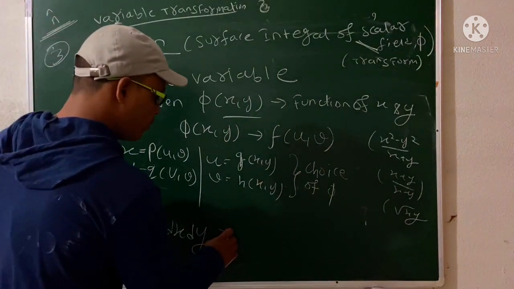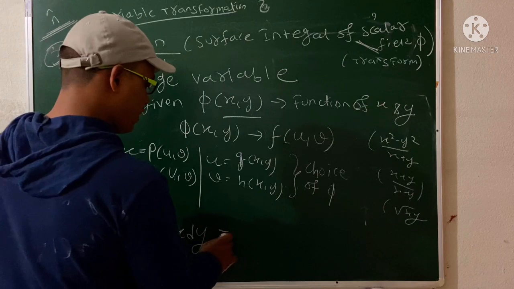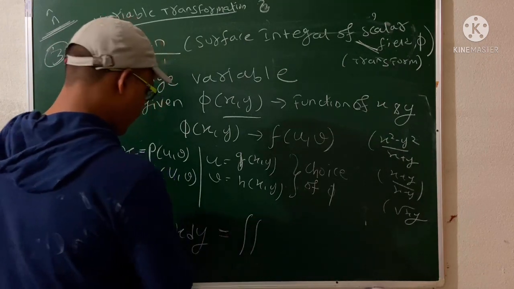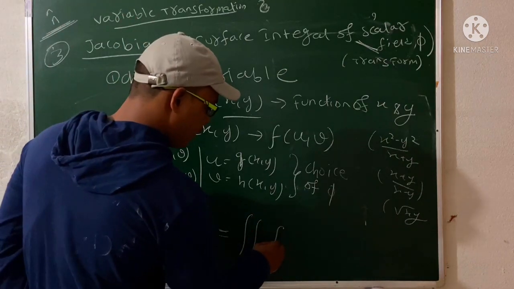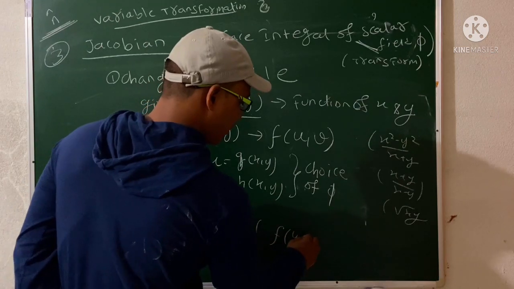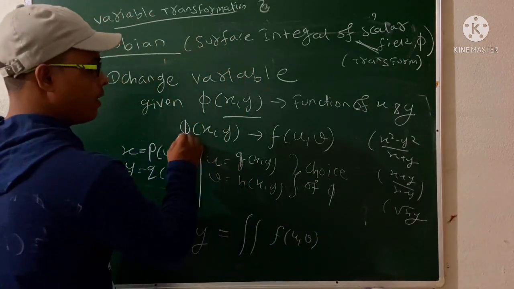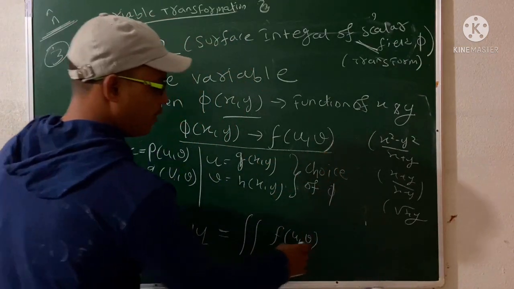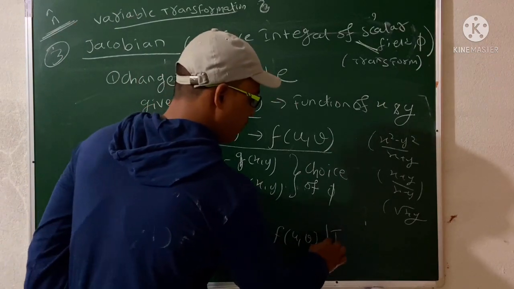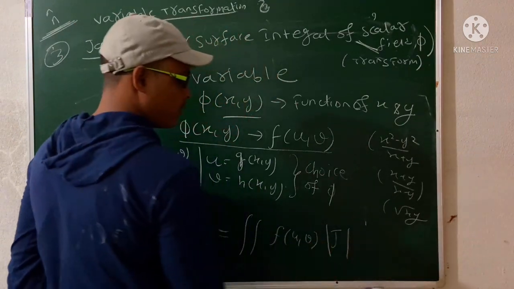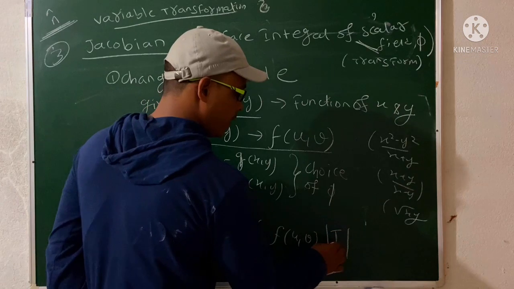Then how will we do this? What is the technique? Now the phi is changed to uv. You have changed the phi to uv. So now you have to find the Jacobian. Take its mod, that is the positive Jacobian. Then du.